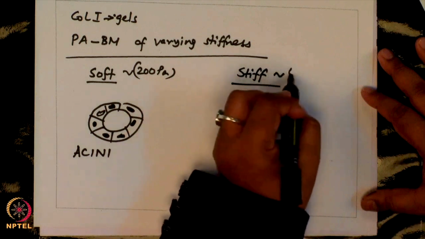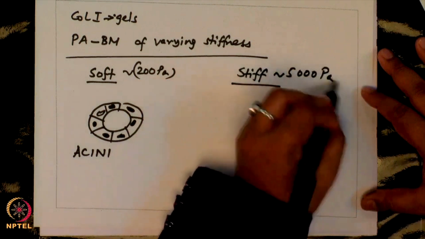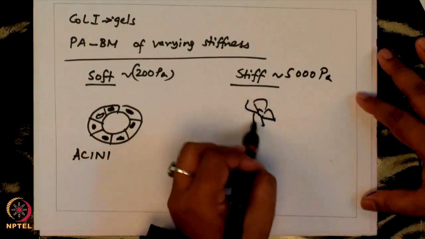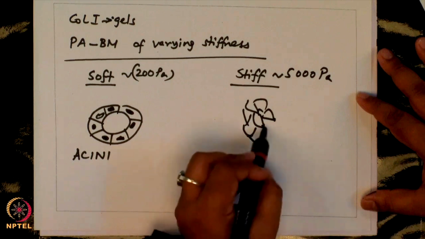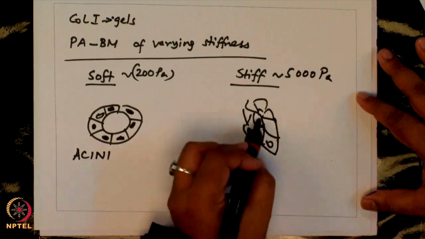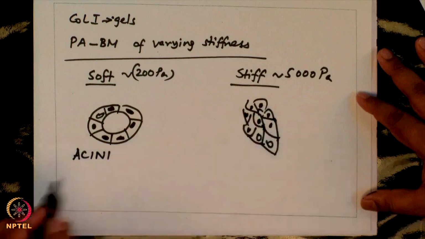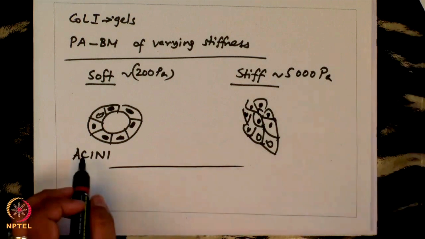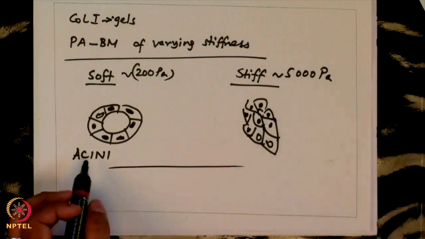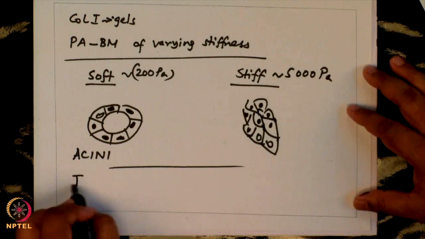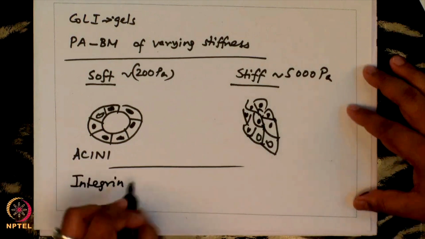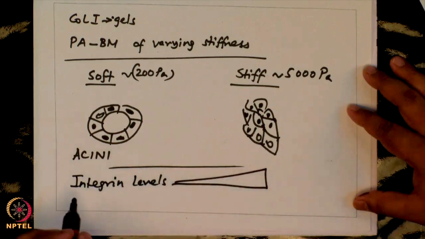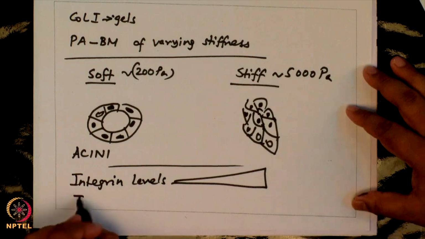of the order of 5000 pascals, what she found was you have aggregates of cells which exhibit a very invasive phenotype. The acini structure falls apart. And when she quantified the integrin levels, this was increased as we increase the stiffness.